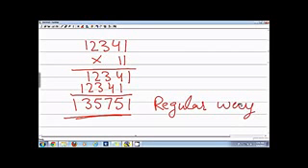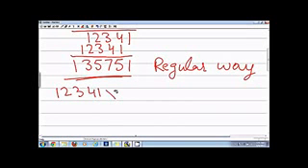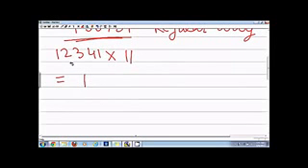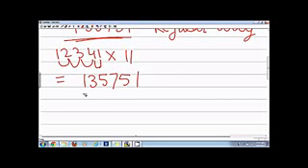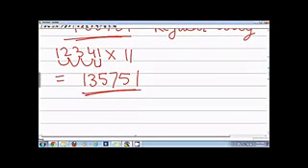Now we can skip all this writing and approach this problem in a different way. Suppose we have 12341 and we want to multiply it by 11. What I'll do is write 1 here and then add 1 and 2, that is equal to 3, and then add 2 and 3, that is equal to 5, and then add 3 and 4, that is equal to 7, and then add 4 and 1, which is equal to 5, and then write 1 in the end. So the answer is 135751. So this is the answer I had before.